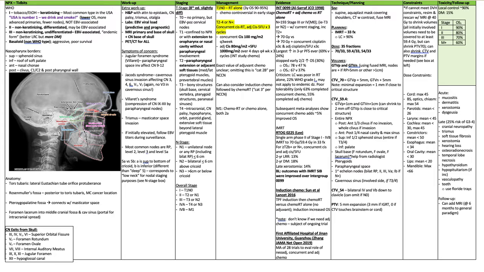Constraints, if you cannot meet the DVH constraints, resim and rescan with MRI at 40 gray to shrink the volumes. All initially involved volumes need to be covered to at least 59.4 gray, but can shrink PTV 70. You can also shrink CTV and PTV margins if needed. Dose constraints, the cord max is 45. The optic chiasm and brainstem should get a max of 54.